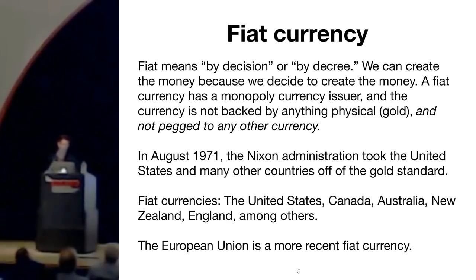We are a fiat currency. Fiat means by decision or by decree. We can create the money because we decide to create the money. A fiat currency has a monopoly currency issuer, and the currency is not backed by anything physical, such as gold, and the currency is not pegged to any other economies. In August of 1971, the Nixon administration took the United States and a lot of other countries off of the gold standard. These other currencies are the United States, Canada, Australia, New Zealand, England, and others. The European Union is a more recent fiat currency.